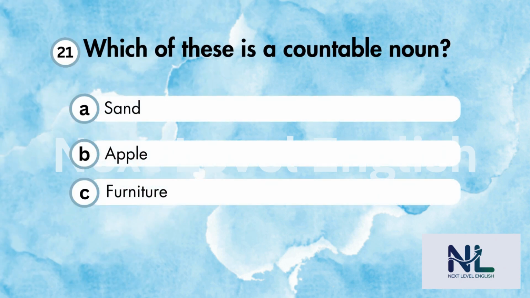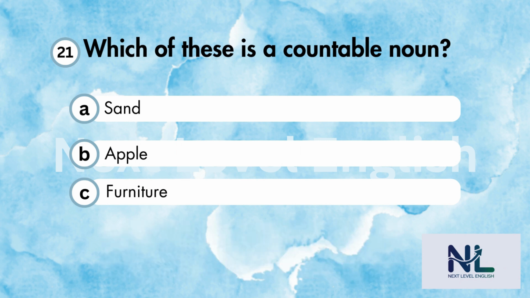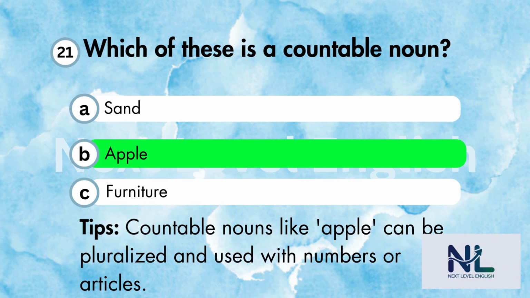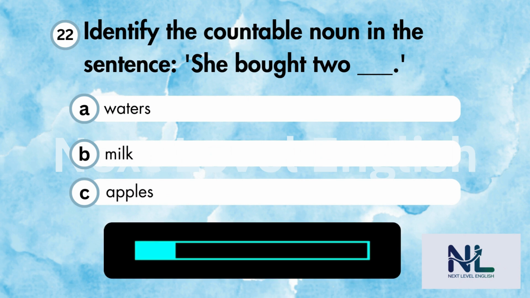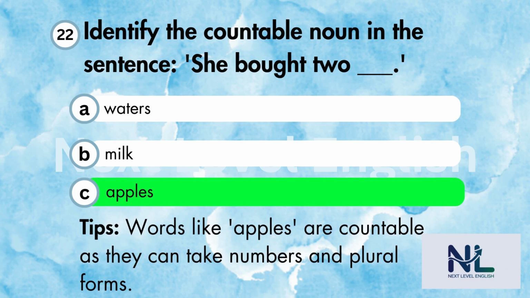21. Which of these is a countable noun? Apple. Tips. Countable nouns like apple can be pluralized and used with numbers or articles. 22. Identify the countable noun in the sentence, she bought two apples. Apples. Tips. Words like apples are countable as they can take numbers and plural forms.